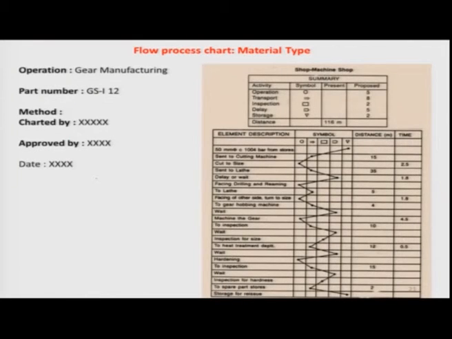Here, material type. The operation is gear manufacturing, part number is something like that, method charted by someone, approved by someone, and date is some date. Okay. Here you can see in this example shop, machine, these are the operation, transport, inspection, delay, storage, and distance is counted as 116 meter, and each has assigned some coding. Okay. Since it is a material type chart, here you can see element description for gear manufacturing.